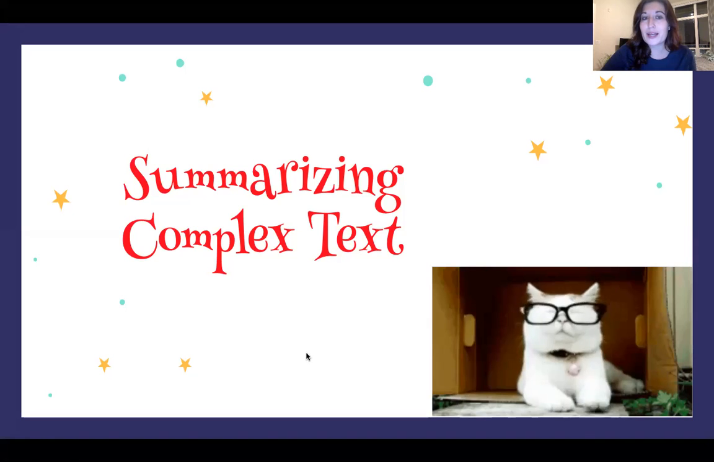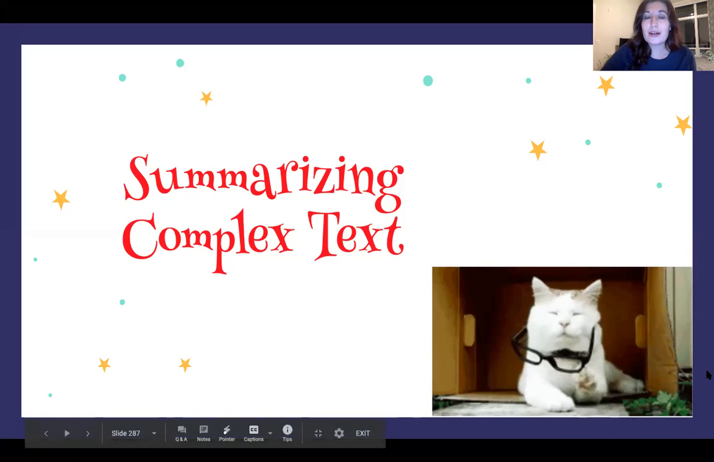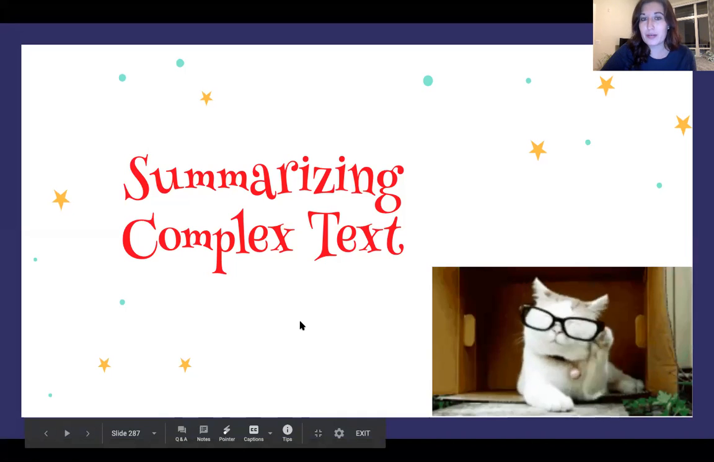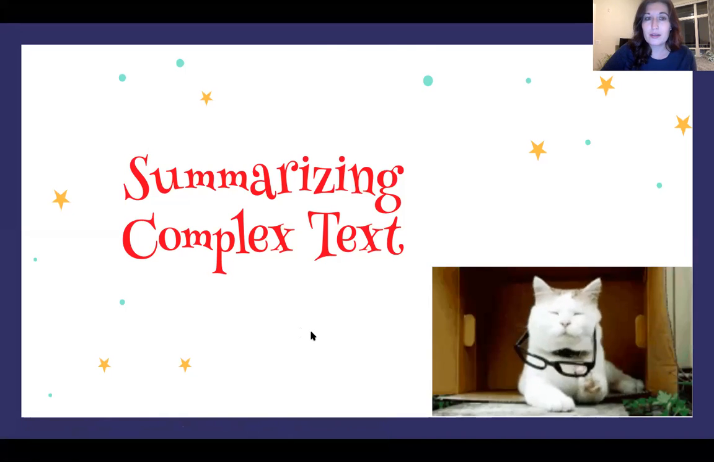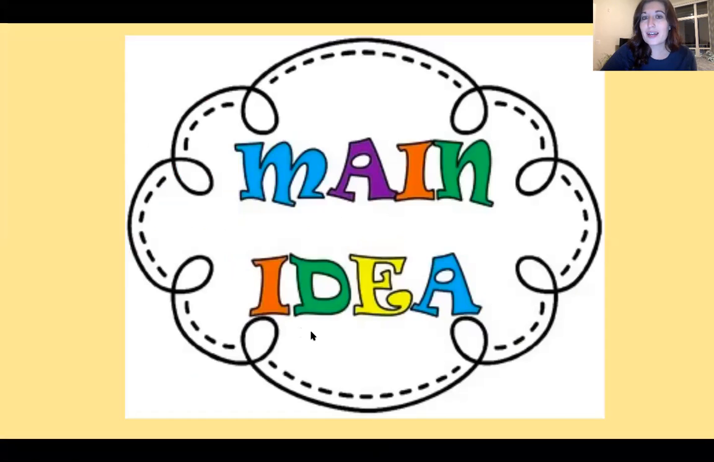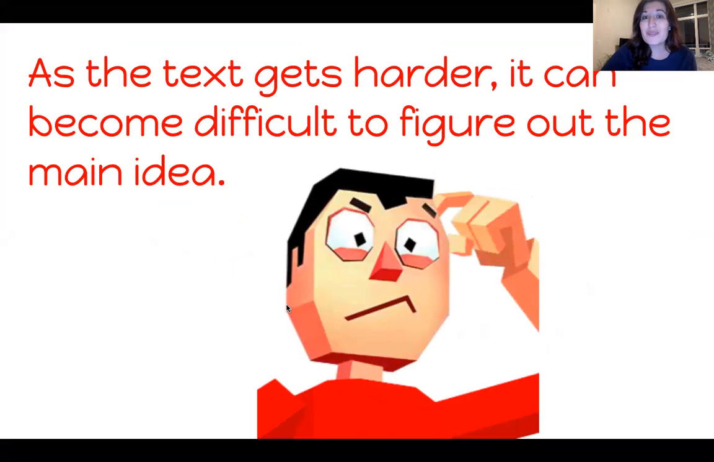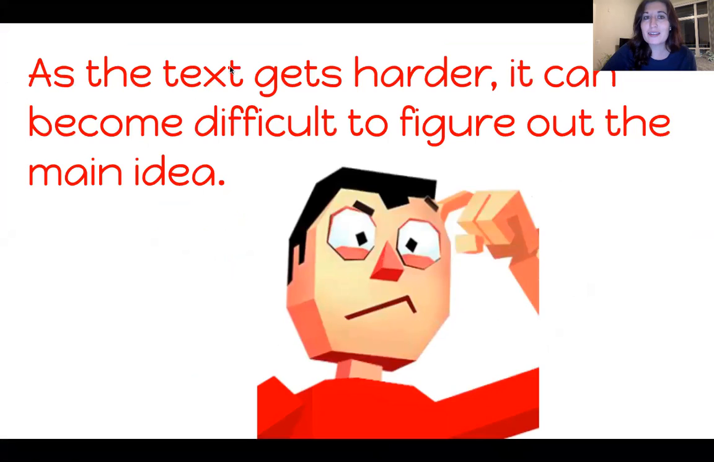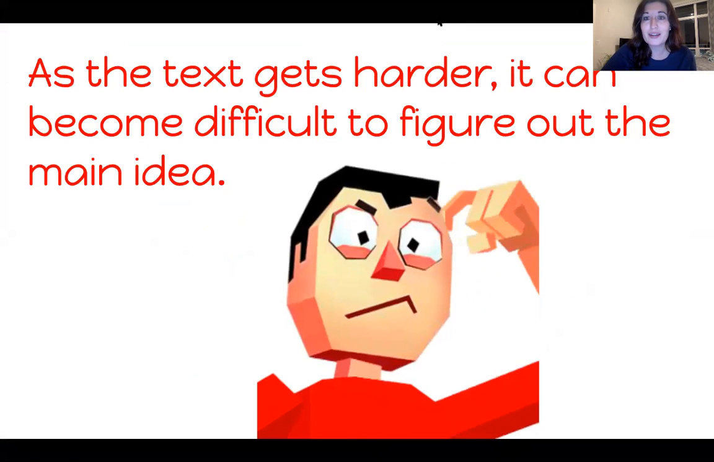Today, we are going to focus on summarizing complex text. This was one of the main strategies and skills we focused on during this unit. To summarize complex text, we need to determine the main idea of that text. This can be really hard because as the text gets harder or more complex, it can be difficult to figure out the main idea. There's a lot going on in these complex texts.